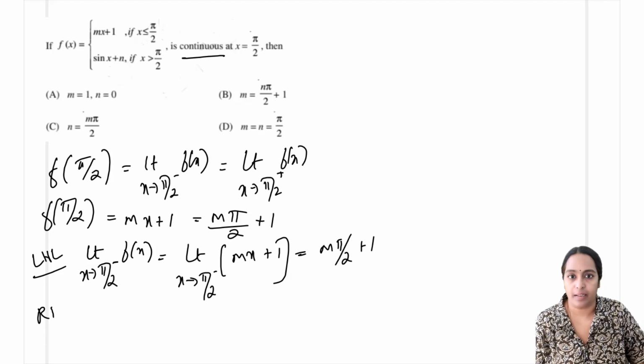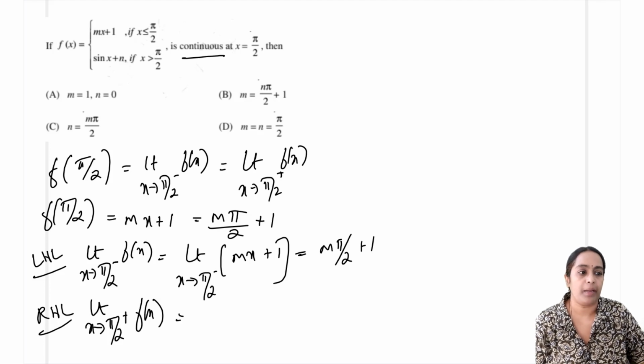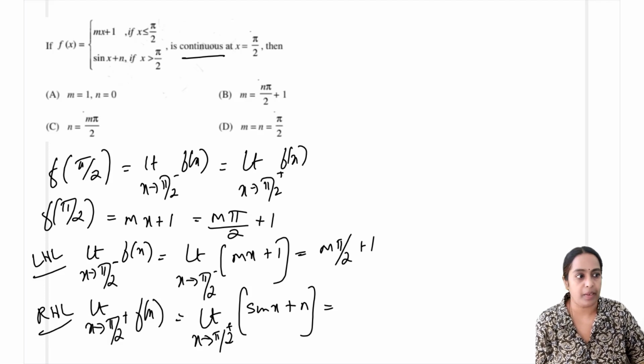Now my right hand limit. Right hand limit is limit x tending to pi by 2 plus f of x. Pi by 2 plus means greater than pi by 2 value, and for x greater than pi by 2, the function is sin x plus n. So when I substitute the value of x to be pi by 2, I get sin pi by 2 plus n. Sin pi by 2 is sin 90, the value is 1, plus n.